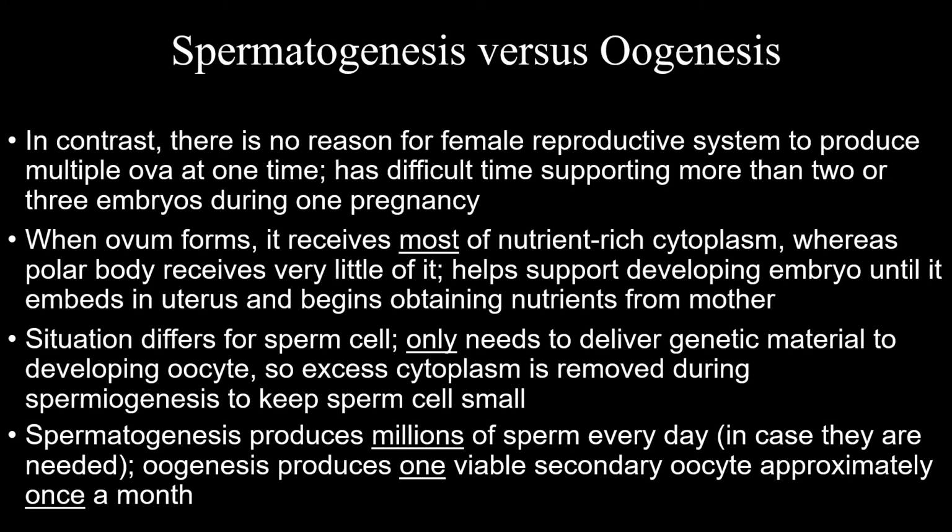Another difference is the structure of the gametes. As you just read, when a secondary oocyte forms, it's going to receive most of the nutrient-rich cytoplasm, and the extra set of DNA is going to be discarded in a polar body. The nutrients in the cytoplasm help support the developing conceptus until it can receive nutrients from the mother. This situation differs for a sperm cell. It only needs to deliver genetic material to the developing oocyte. So any excess cytoplasm is going to be removed during spermiogenesis, and that keeps the sperm cell lean and small.